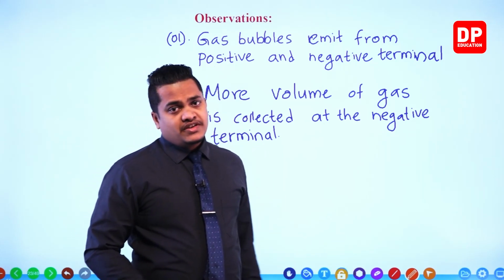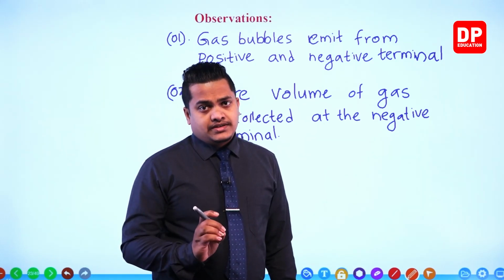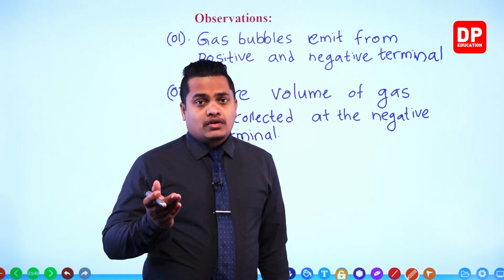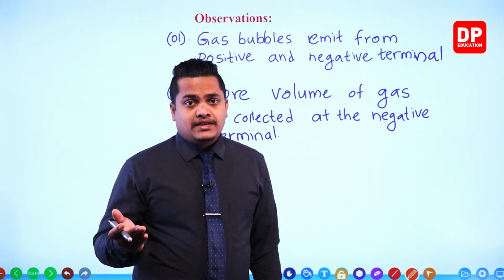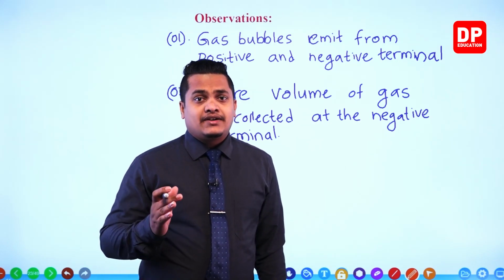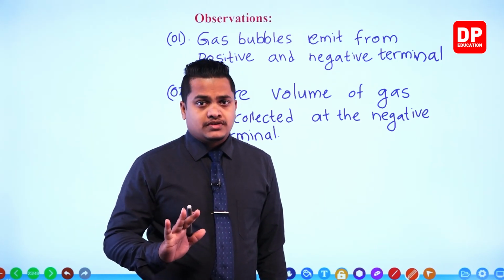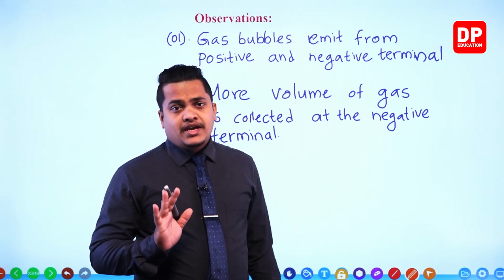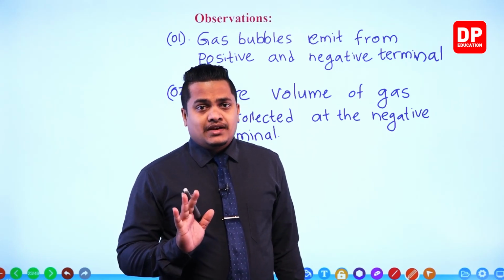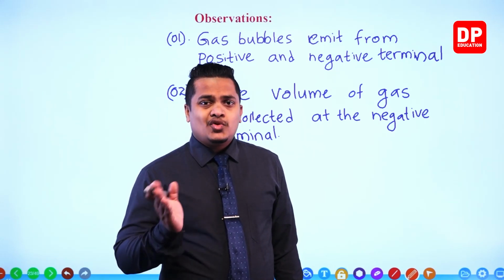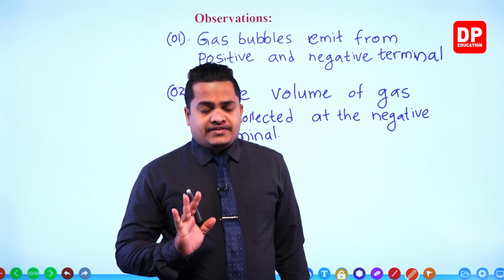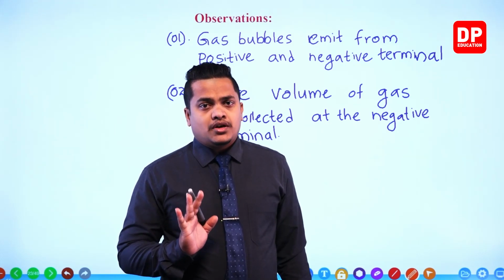So within the observations you can't write those things, that the gas which is going to emit at the positive terminal is oxygen, and the gas which is going to emit at the negative terminal is hydrogen. You can't write all the observations that way. Within the observations we won't be able to observe whether the gas which is going to emit is oxygen or hydrogen. We can only see that several gas bubbles are emitting from the two terminals. That's it.